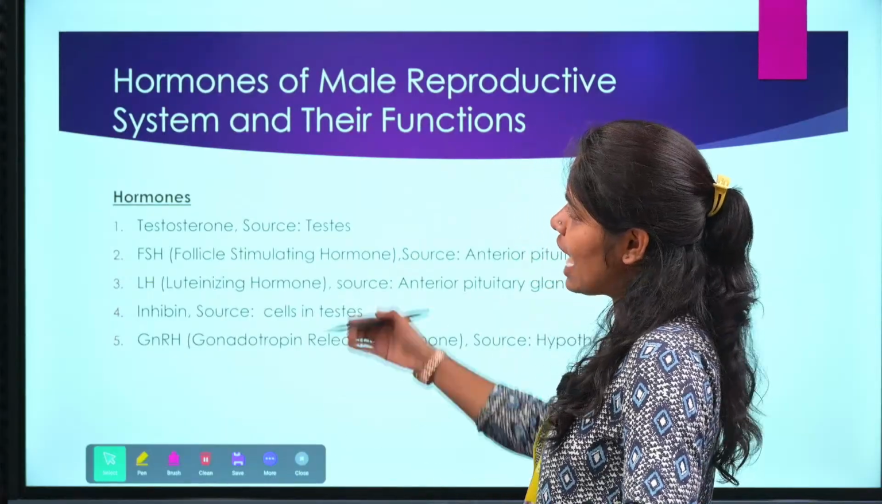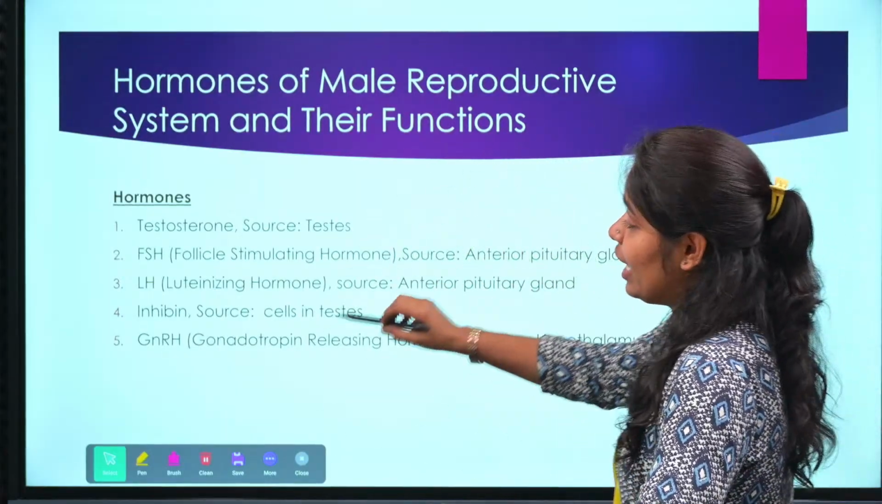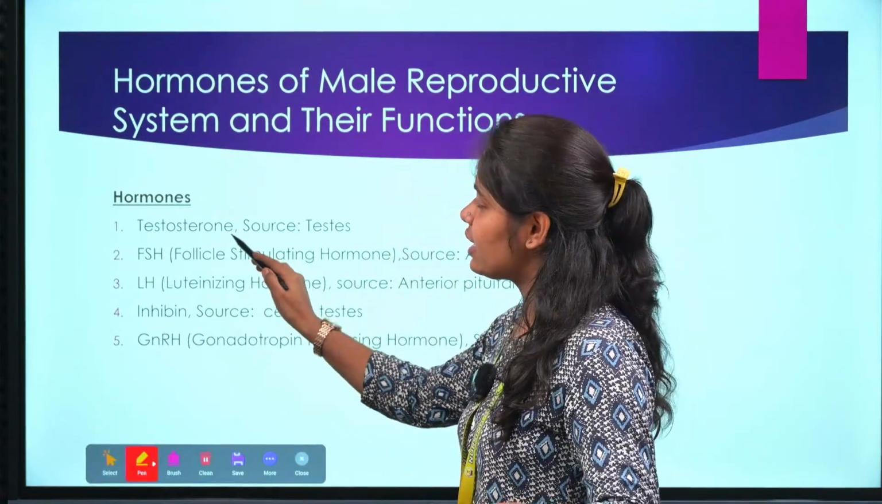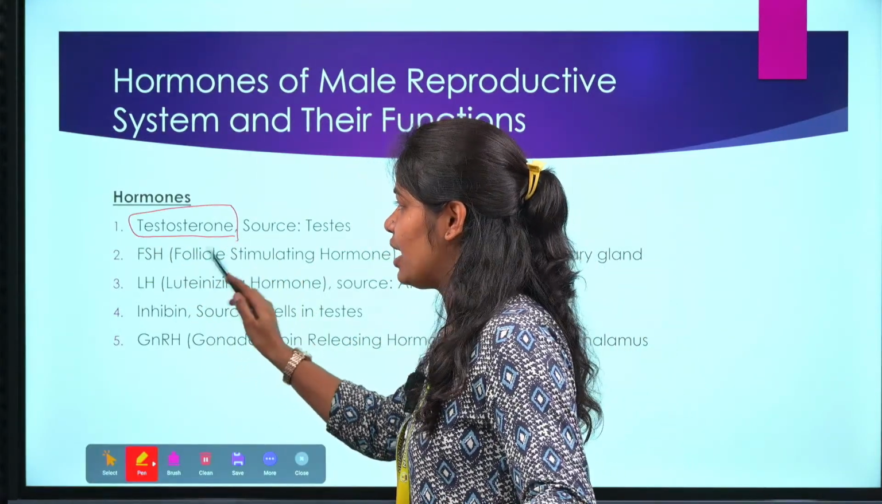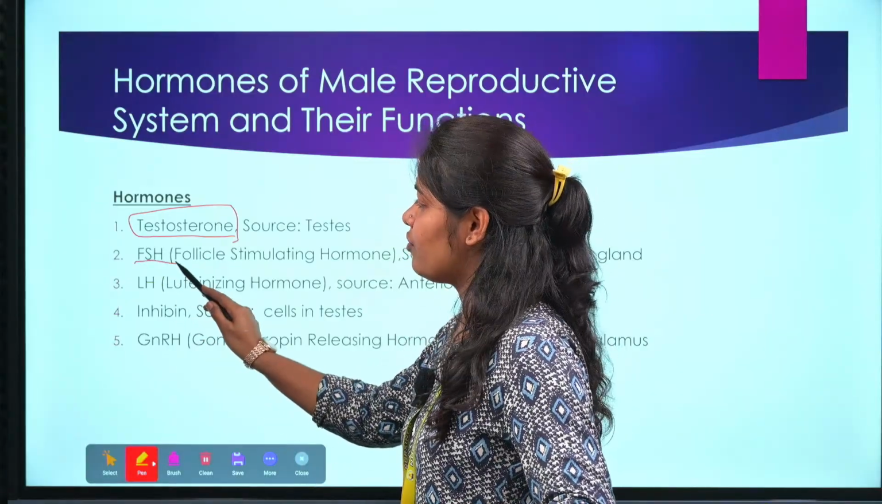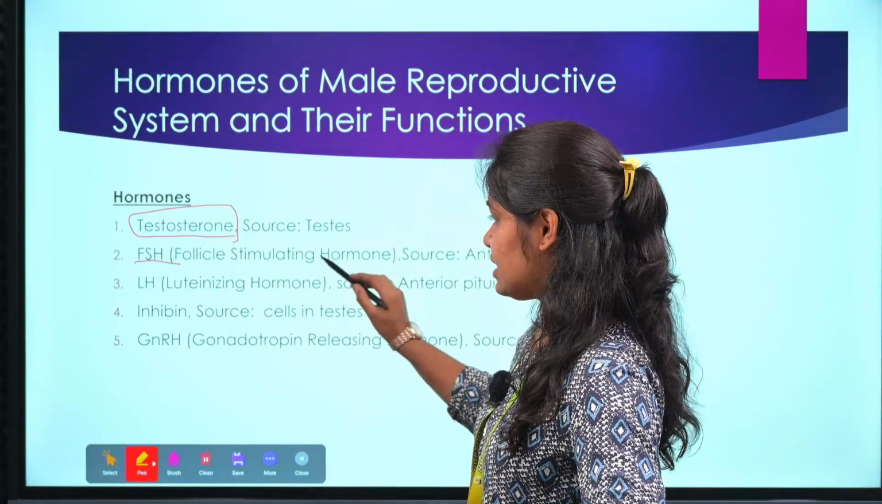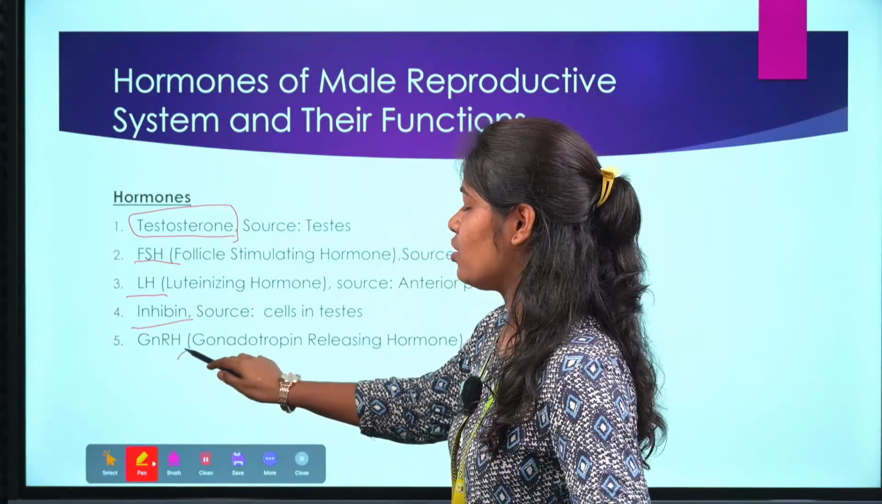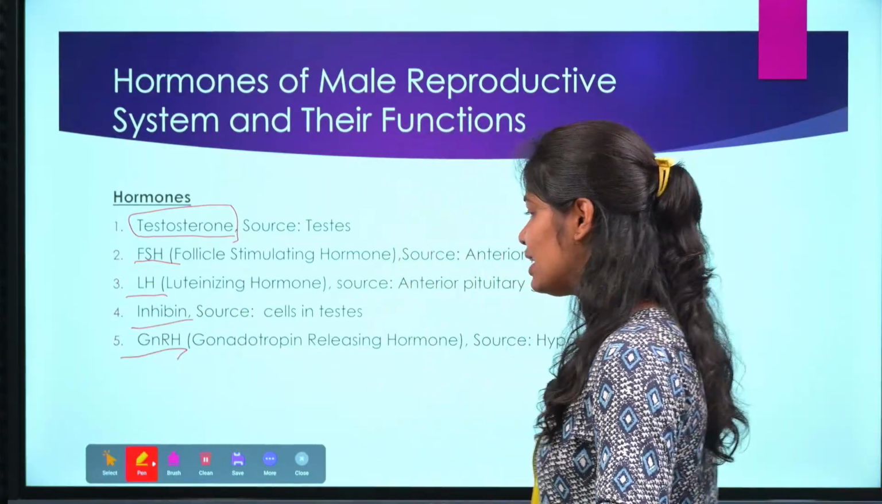Next, which hormones are present in the male reproductive system and what are their functions? First one, testosterone, then FSH, follicle stimulating hormone, then LH, luteinizing hormone, inhibin and also gonadotropin releasing hormone.